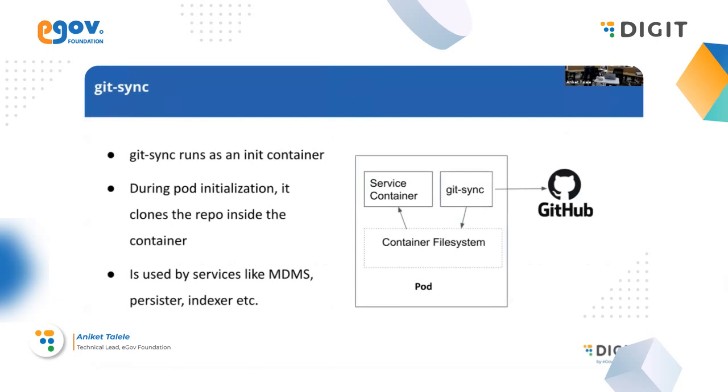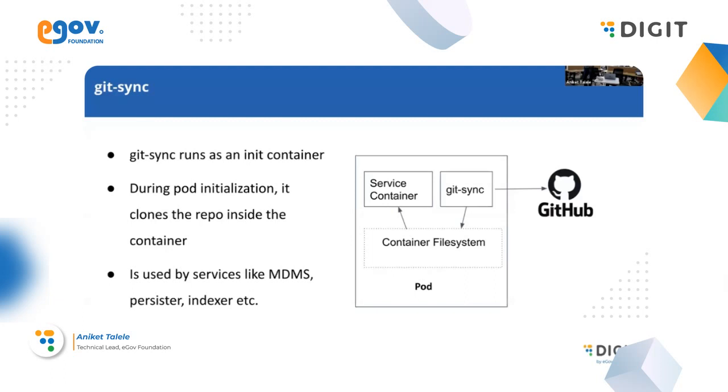GitSync again runs as an init container. And if you need to clone any code inside of your pod, you can use this container. You can look at MDMS service or persister service or any other service which uses this. In its values.yaml, you can see how to define this particular init container.